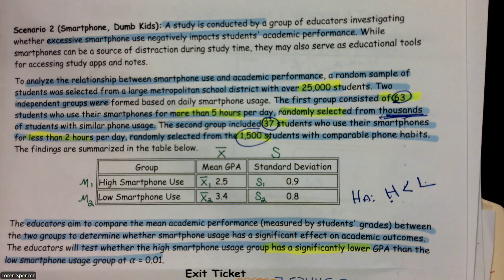This is an exit ticket on errors dealing with the two sample t, smartphone dumb kids. We previously ran this hypothesis test, so if you want to see the entire hypothesis test, it's in a previous video. So here's the scenario again.